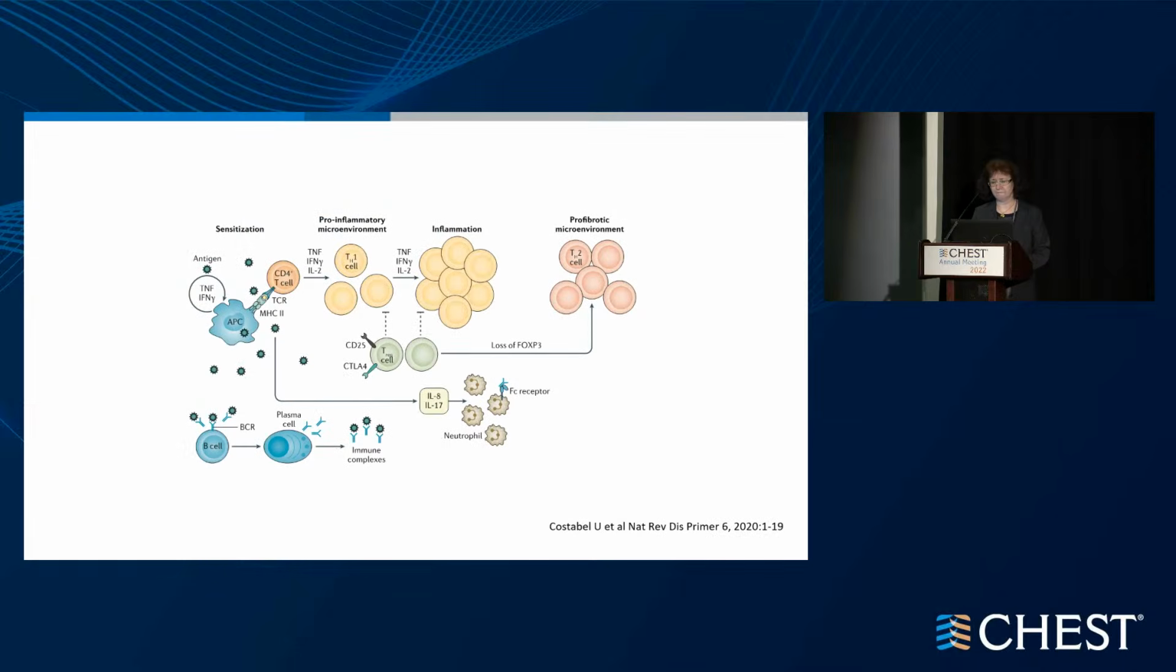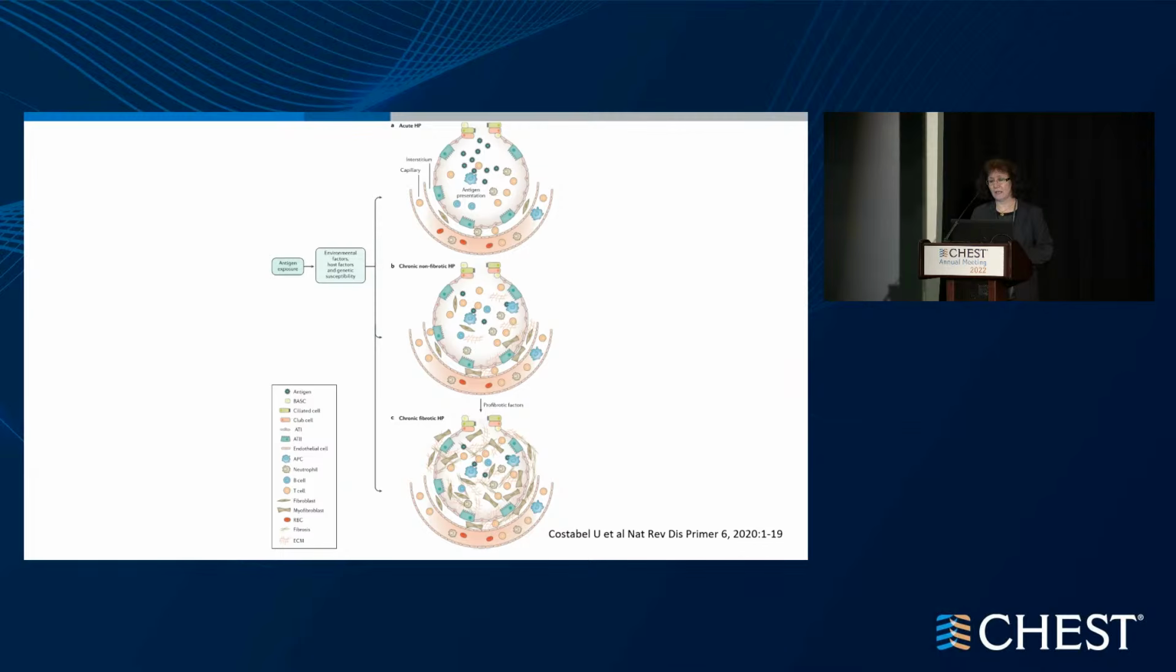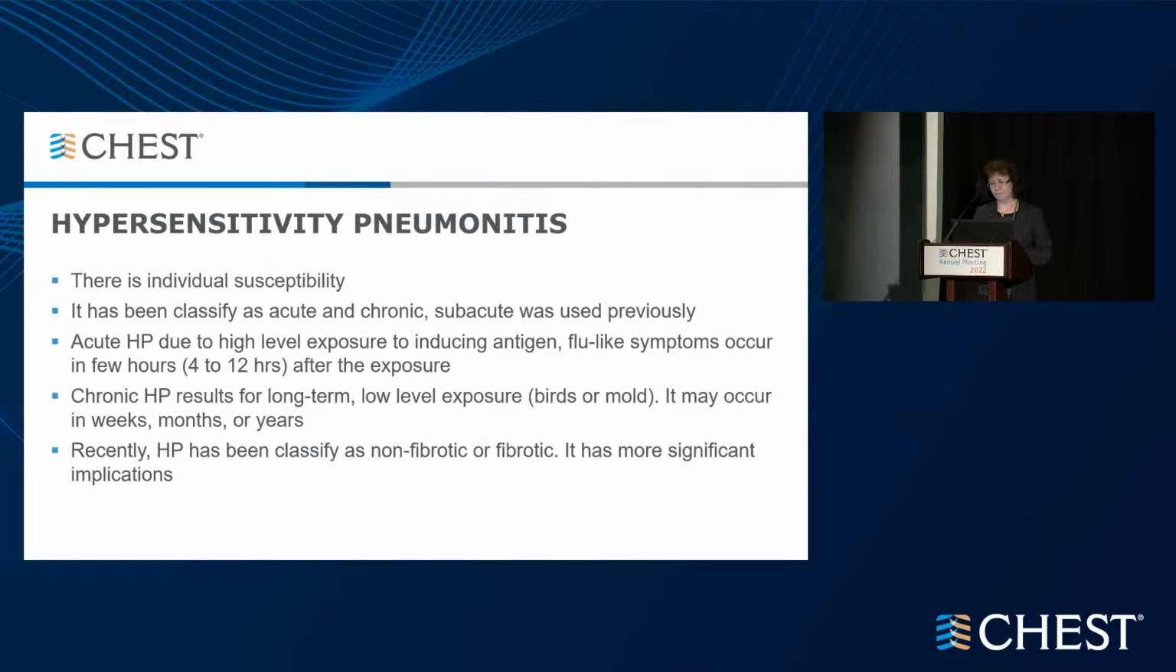sensitization, and a second hit. There is sensitization, a pro-inflammatory environment, inflammation, and on the other side, some fibrotic changes. And obviously there is an antigen-presenting cell. They cause some response related to personal factors and environmental factors, and that can cause chronic non-fibrotic HP or fibrotic HP. So there is individual susceptibility.